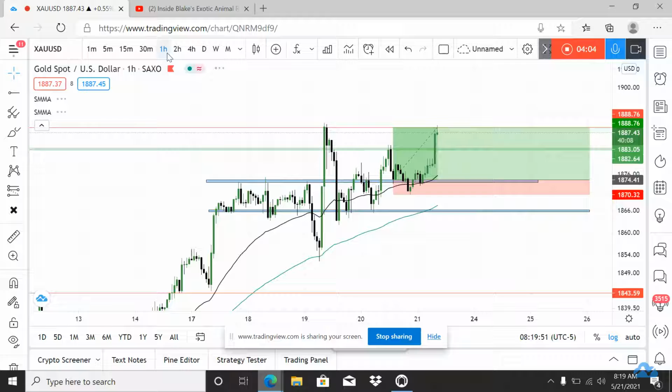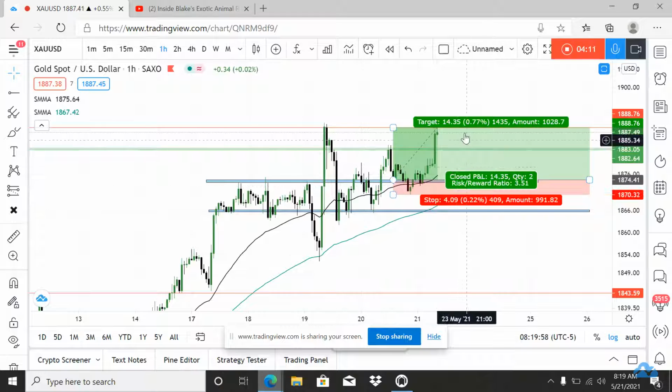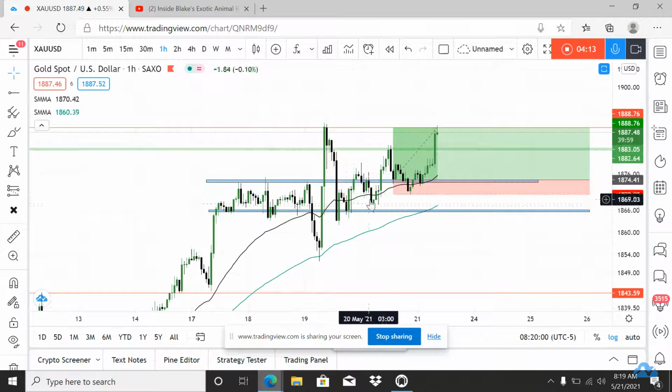And if you want even more confluence, you could drop to the lower time frame. You got your SMAs, you got your 50 over the 20. You know that price is in a strong bullish trend. So basically, what happened was price came up in this area, and honestly, I entered a trade right here.